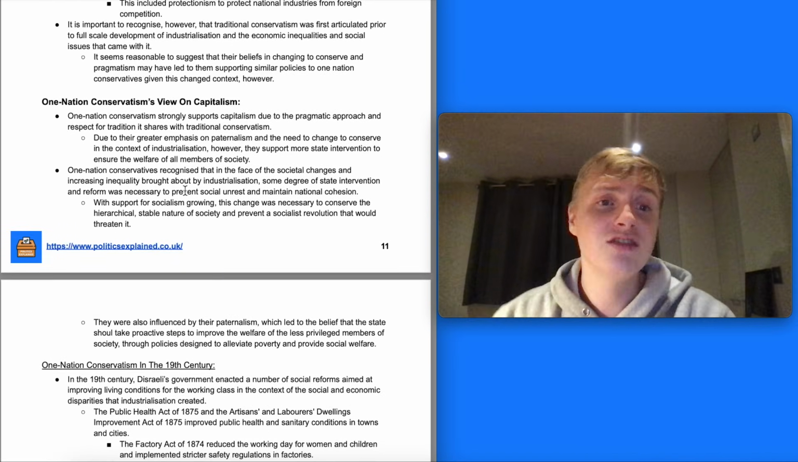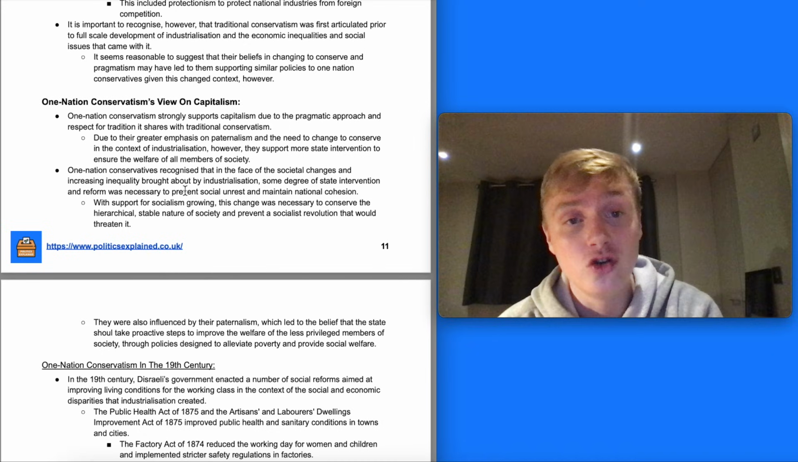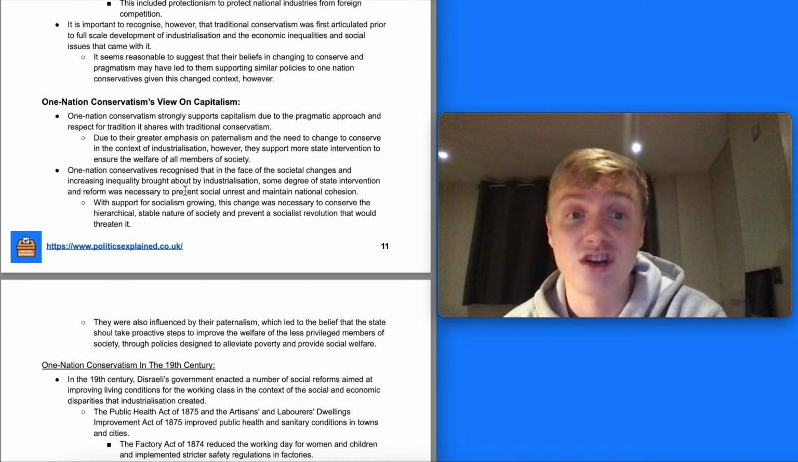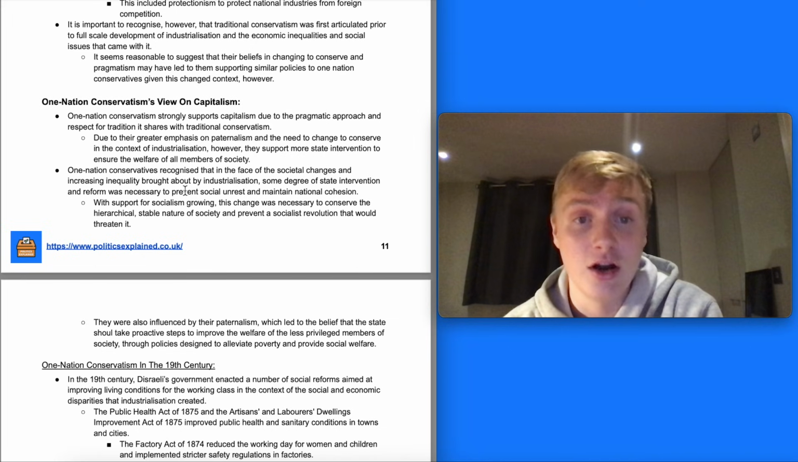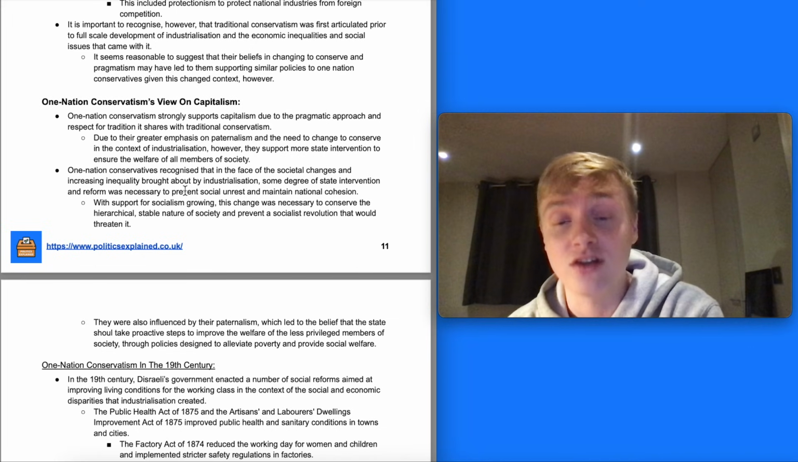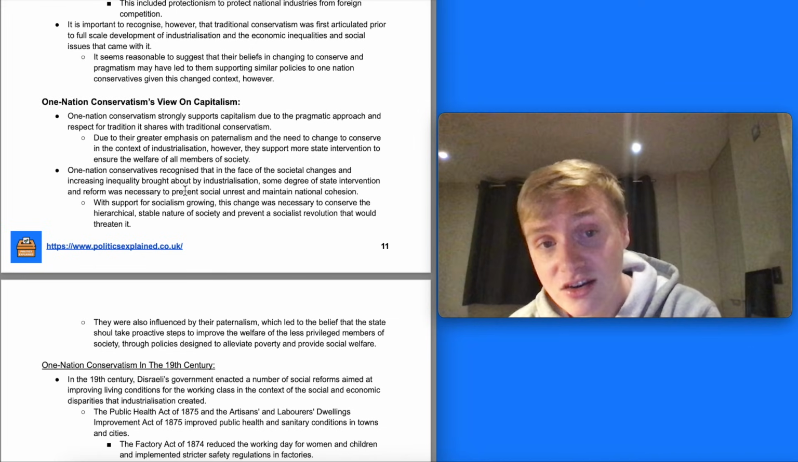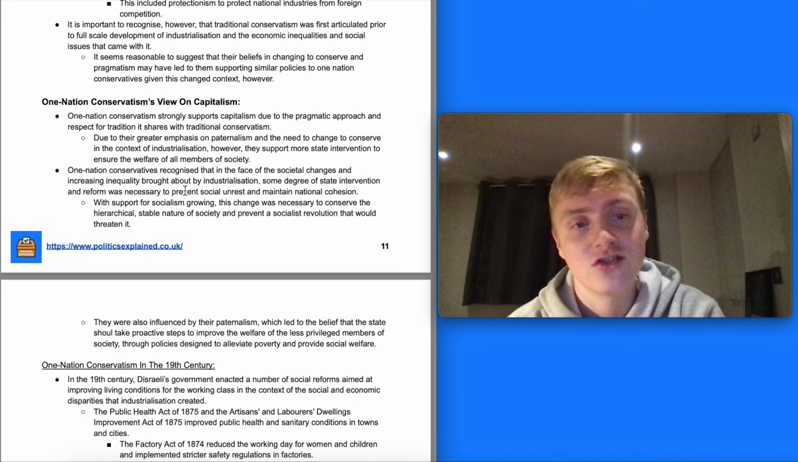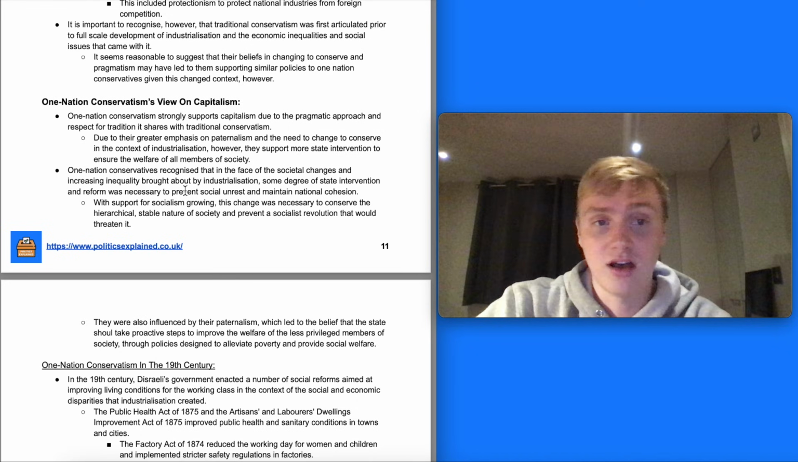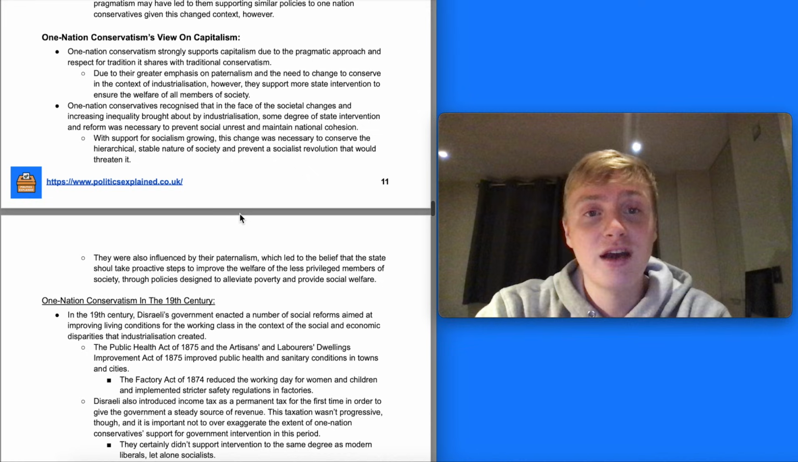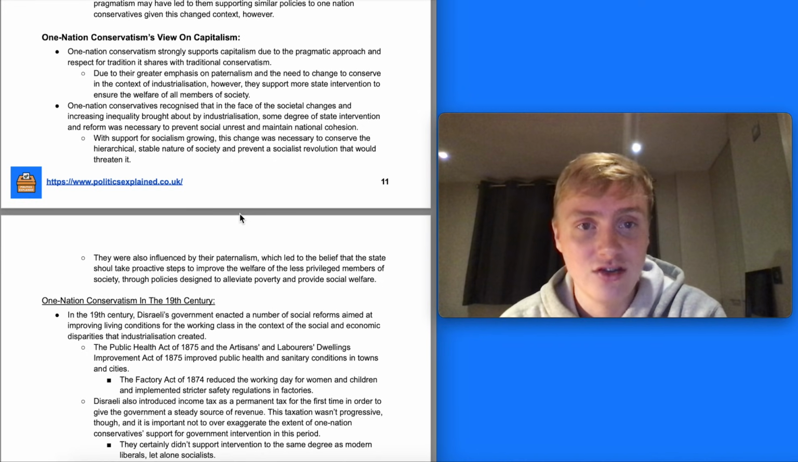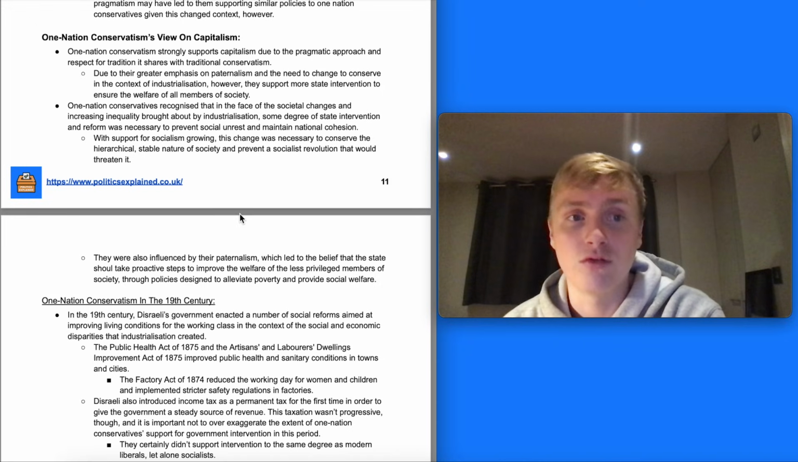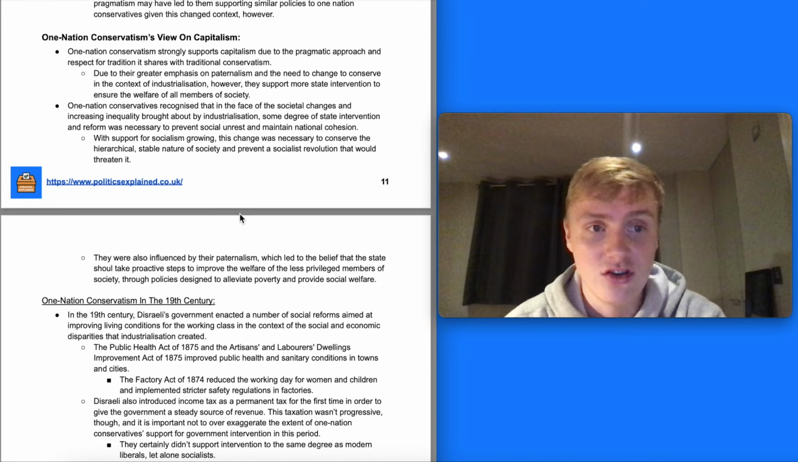So, One Nation Conservatism strongly supports capitalism due to the pragmatic approach and respect for tradition that it shares with traditional conservatism, but due to their greater emphasis on paternalism and the need to change to conserve, and the changing context of industrialisation, they support a bit more state intervention to ensure the welfare of all members of society. So they recognise that in the face of societal changes and increasing inequality brought about by industrialisation, some degree of state intervention and reform was necessary to prevent social unrest and maintain national cohesion.